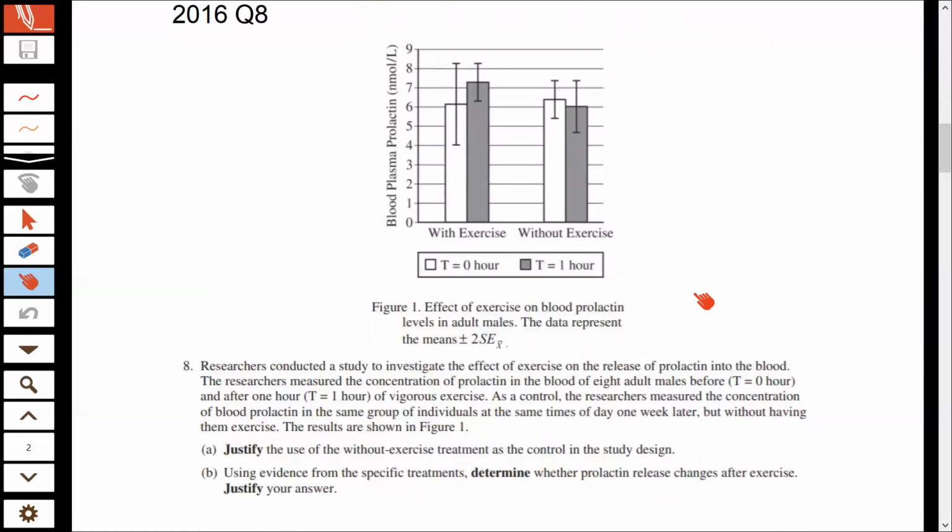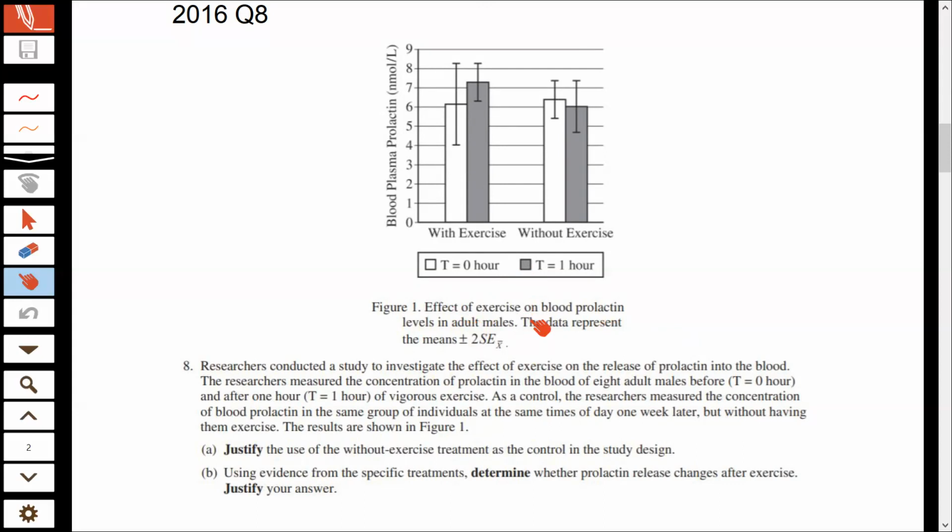Researchers conducted a study to investigate the effect of exercise on the release of prolactin in the blood. The researchers measured the concentration of prolactin in the blood of 8 adult males before and after 1 hour of vigorous exercise. As a control, the researchers measured the concentration of blood prolactin in the same group of individuals at the same times of day 1 week later, but without having them exercise. The results are shown in figure 1, right?